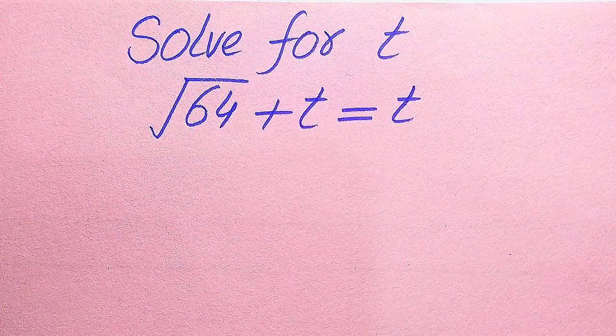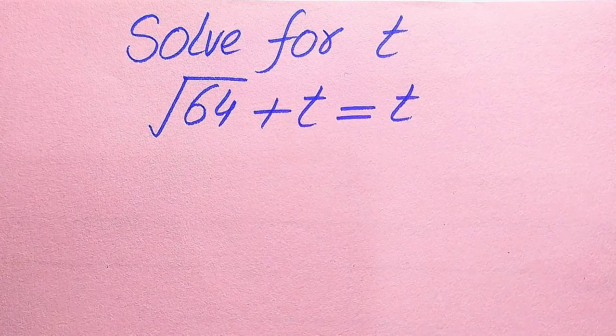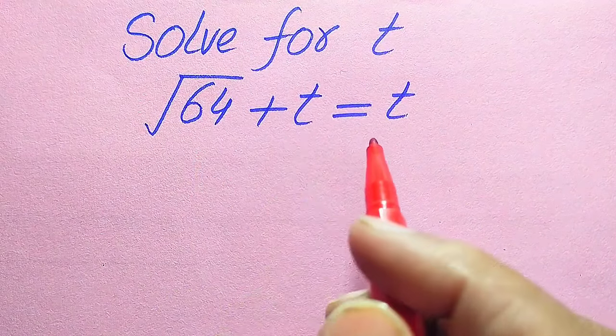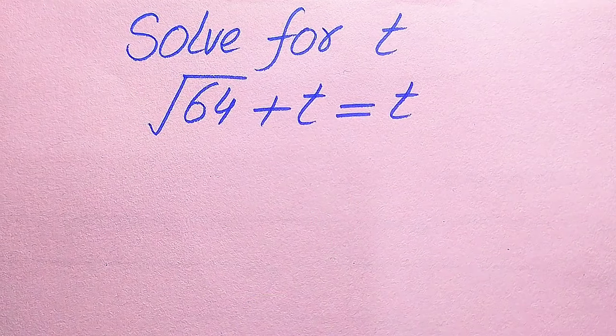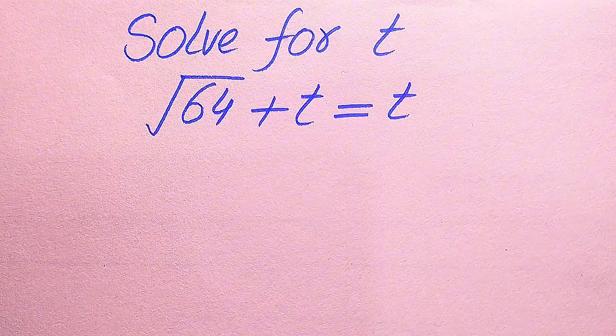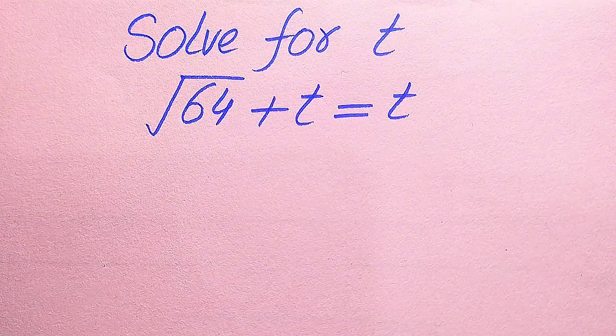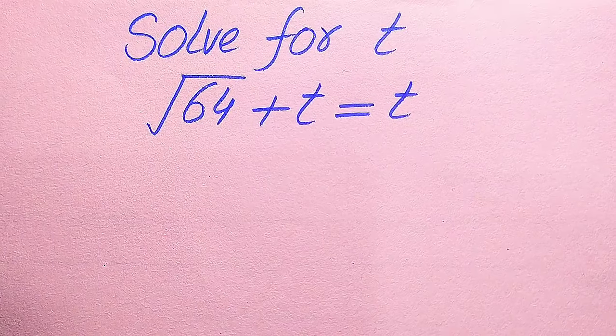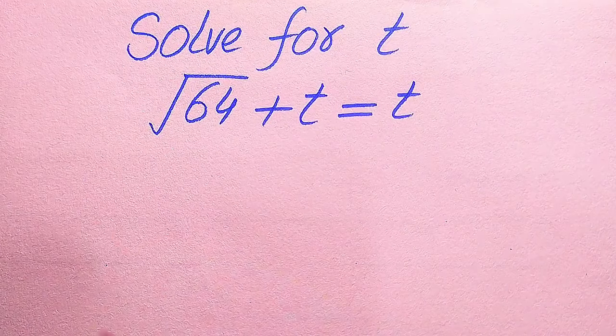Hello everyone, how to solve this problem for the values of t if we have the square root of 64 plus t equals 6t? We solve this problem for all the values of t. First we need to find all the roots of this equation, and at the end we will verify which of the roots are solutions and which of the roots are extraneous roots.